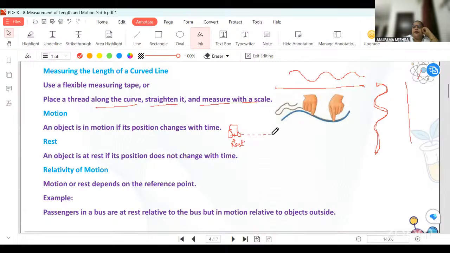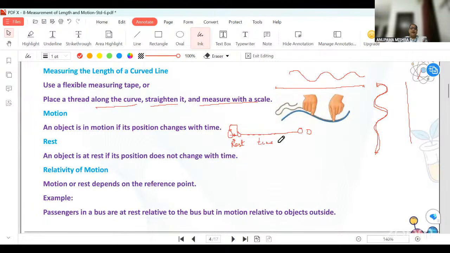But when it moves along a straight path and comes over here, we say that it has changed its position, and time must have been taken. So when the object changes from one place to another place with time, we say that it is motion. If an object stays in a position and does not change with time, then it is at rest. It is not in motion, but it is at rest.